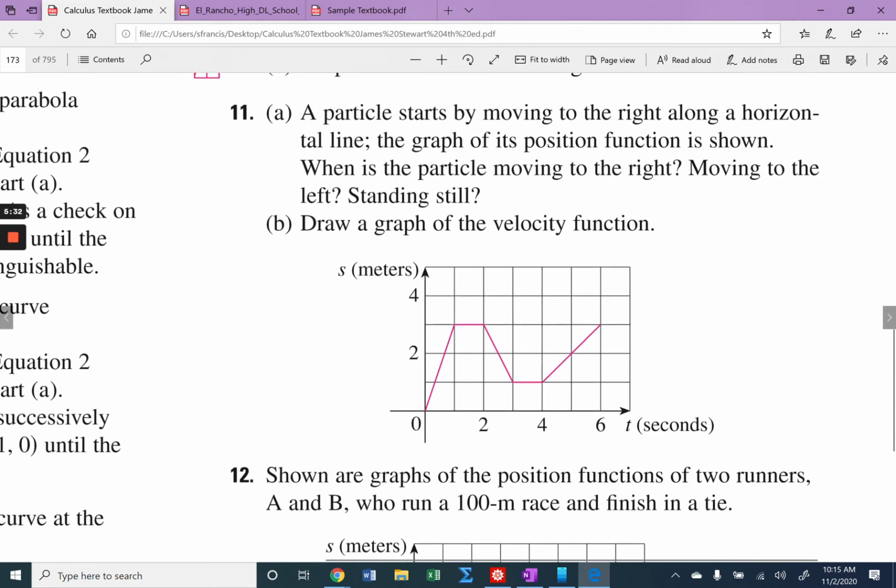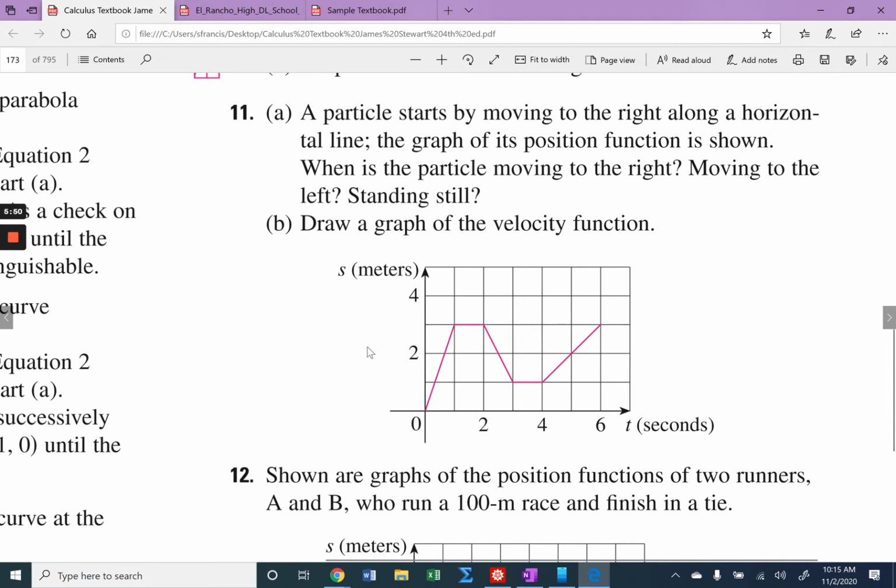It says a particle starts by moving to the right along a horizontal line. The graph of its position function is shown. When is the particle moving to the right, moving to the left, and standing still? Draw a graph of the velocity function.